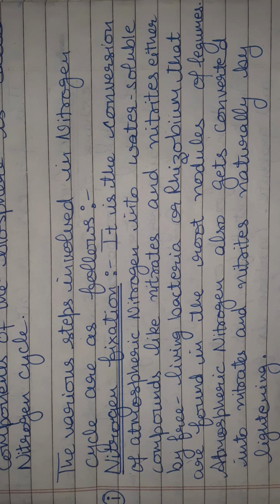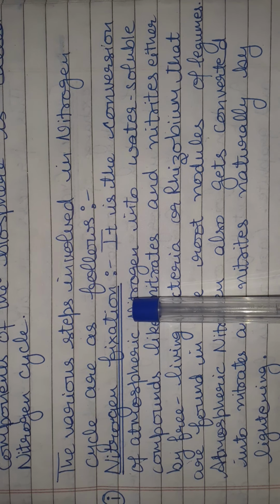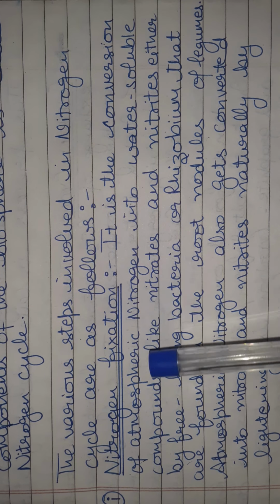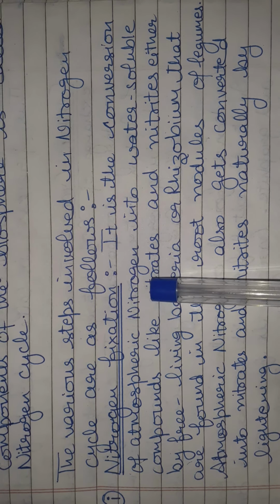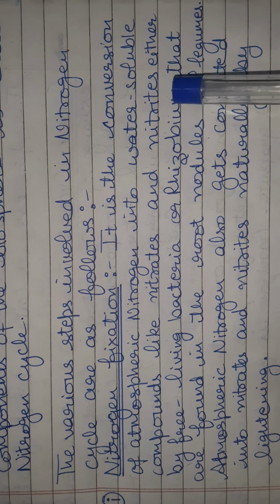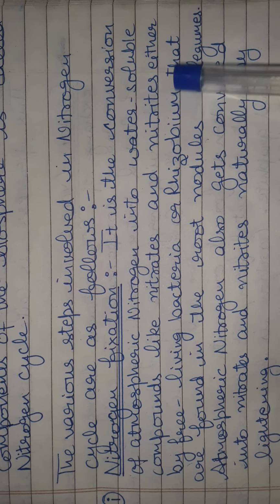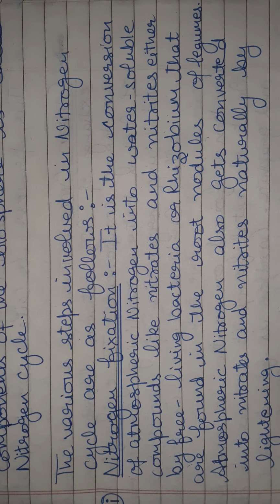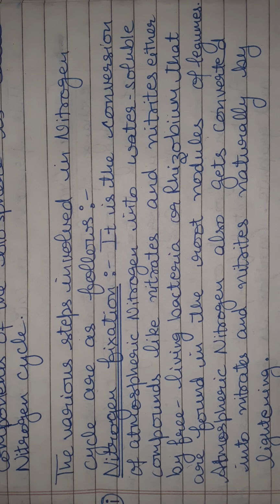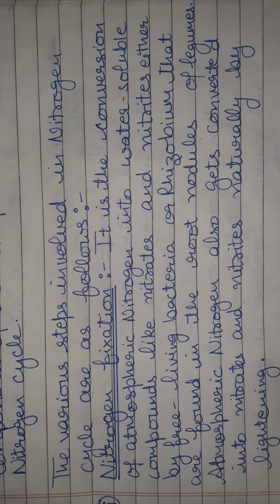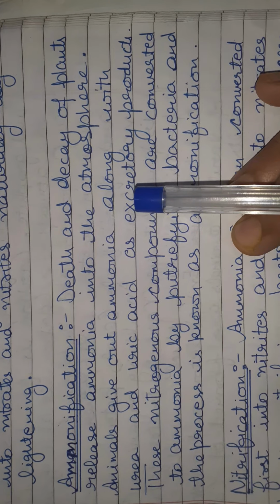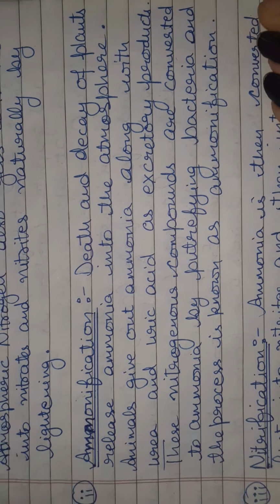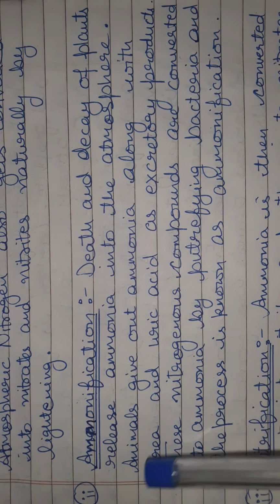It means the first step is nitrogen fixation. In this step, the atmospheric nitrogen is converted into nitrates and nitrites, naturally by lightning. Next step number 2 is ammonification.